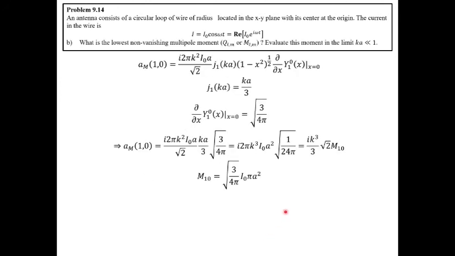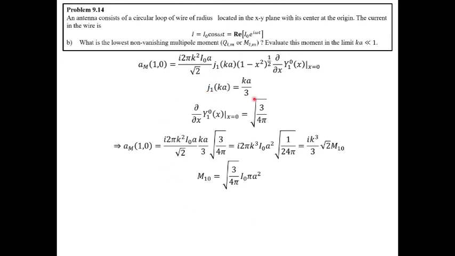Problem B. What is the lowest non-vanishing multipole moment, Q_lm or M_lm? Evaluate this moment in the limit ka much less than 1. Okay, first, we have known that the normalization factor A for the electric field has to be 0. So the lowest non-vanishing multipole moment must be M10.